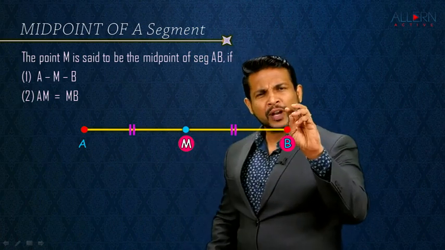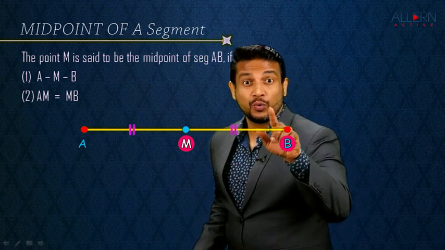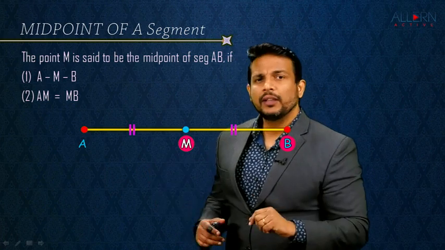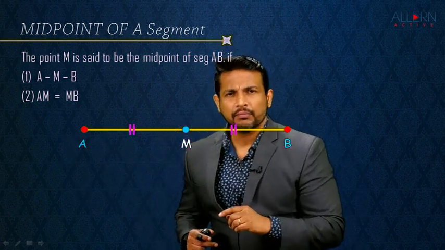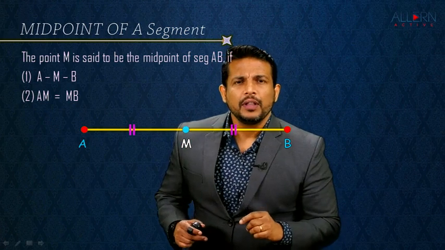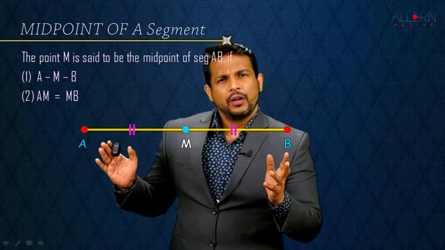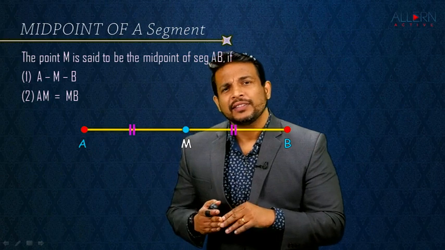Now from this, there is one more interesting fact which I want you to tell me. Think. Now this segment has a midpoint, that is M, right? That is what we have right now. My question is, can this segment have one more midpoint? Think.